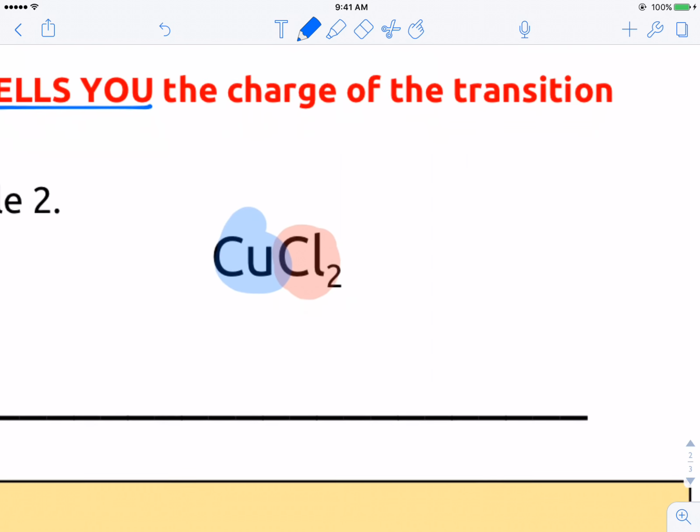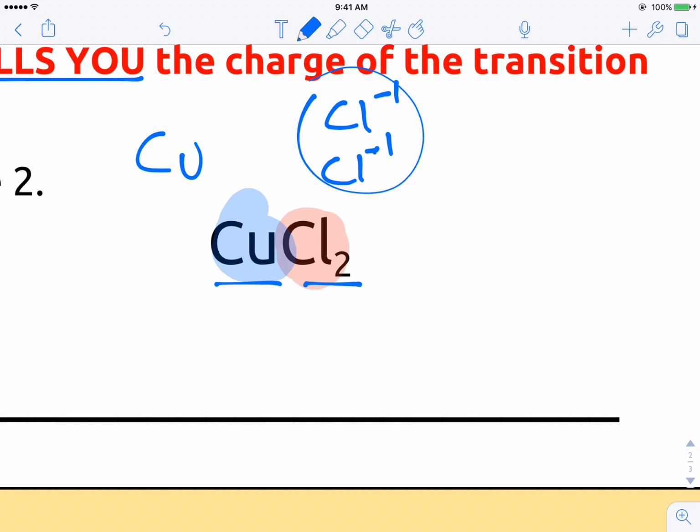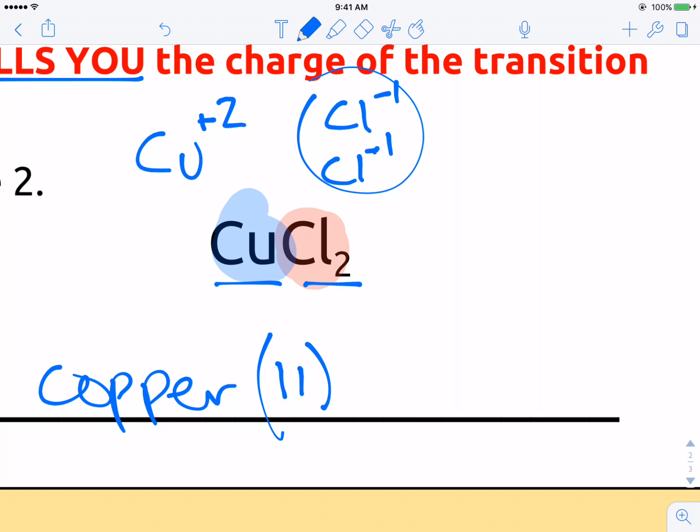Now I can work backwards. Copper is a transition metal, and I can figure out its charge by figuring out what it's bonded with. Now it's bonded with 2 chlorines, and each of these chlorines is going to have a negative 1 charge. So that's a total of negative 2, which means my 1 copper must have a positive 2 charge. So when I write the name, it would be copper, and I would use this 2 to represent the charge of copper in Roman numeral, chloride.